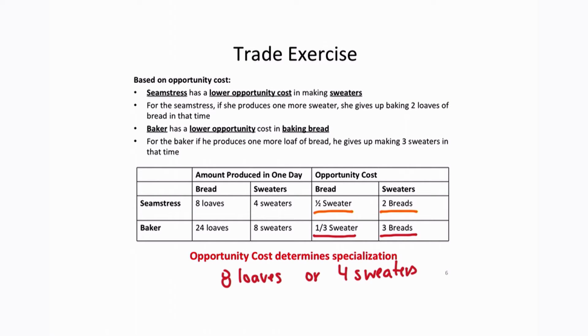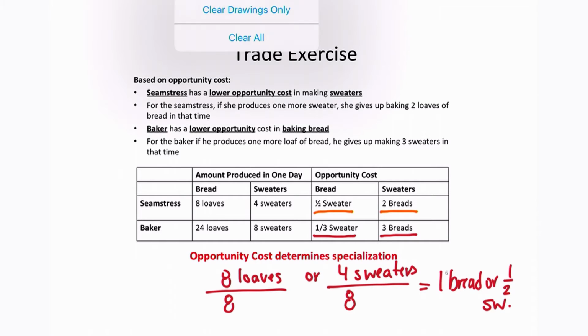So we want to know, if she produces one additional loaf of bread, how many sweaters does she need to give up? So that's going to tell us that she can produce 1 bread or half a sweater. That's how we get the opportunity cost. The same thing will be true for our baker.